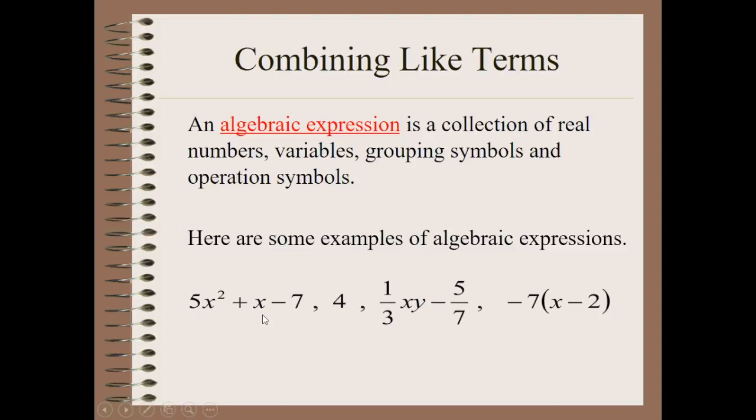5x squared plus x minus 7. We've got 4 by itself. It's just a number. 1/3 xy minus 5/7 is an algebraic expression. And then finally, negative 7 times the quantity x minus 2 is an algebraic expression.